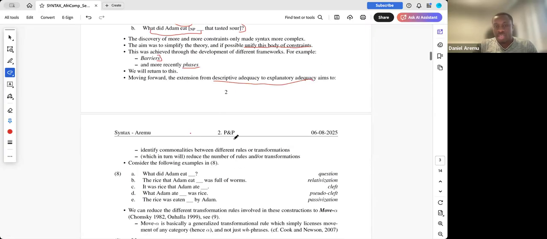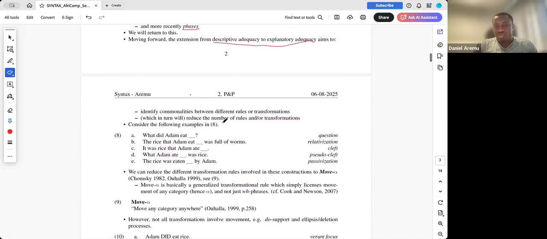And the aim is to actually identify commonalities between different rules and transformations, like we started looking at, and also to reduce. When we look at what is common among different rules, that will help us to actually reduce the number of rules and transformations, right? Remember, that was one of the weaknesses of the PS rules and transformation rules, whereby there are many PS rules, there are many transformation rules, depending on what you are doing.